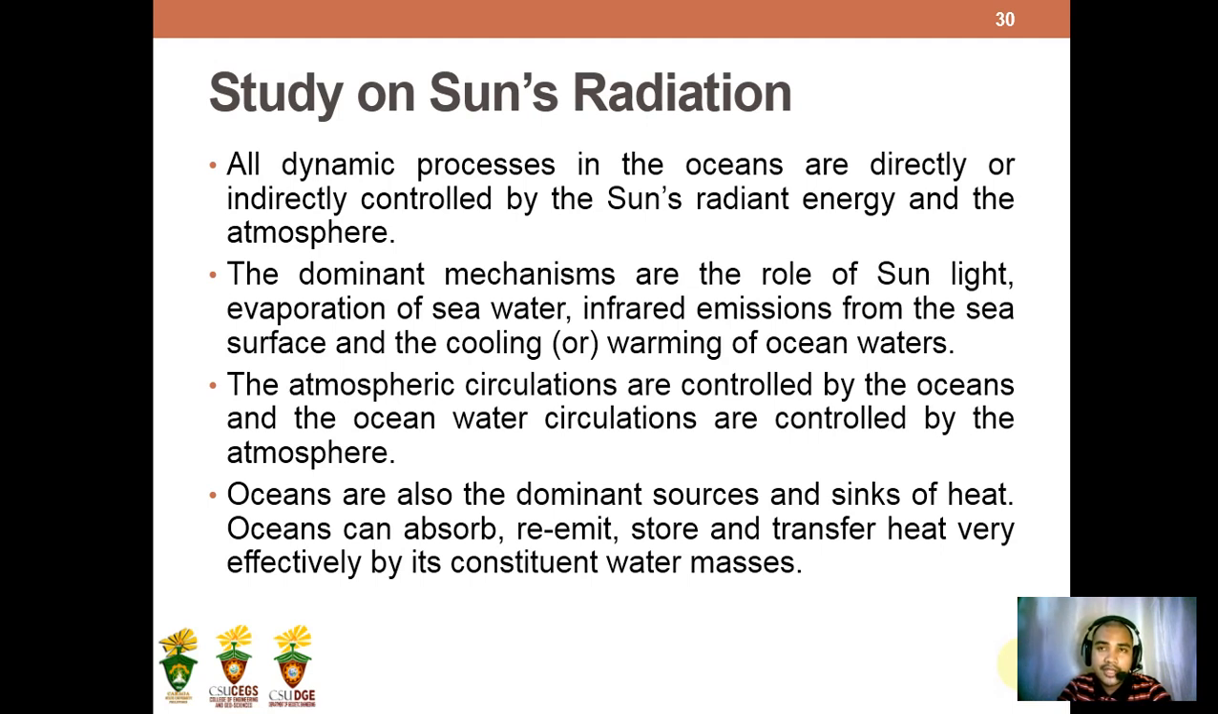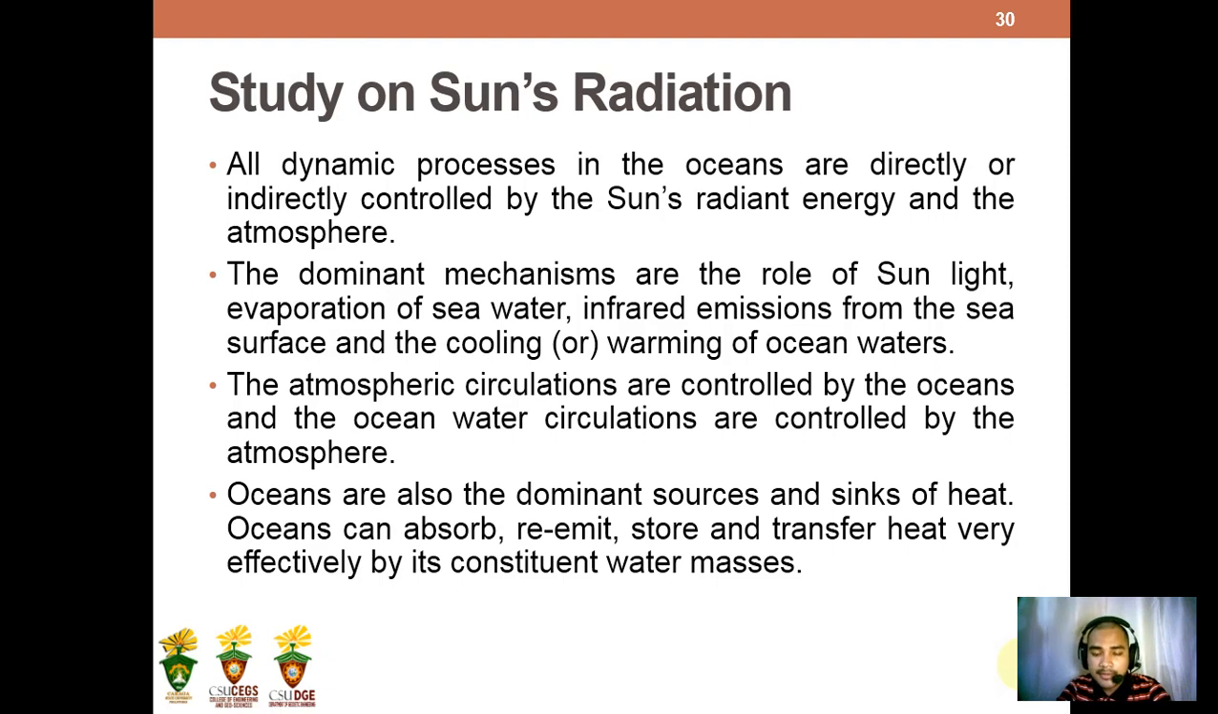So there are cycles, or changes of matter, which can lead to certain processes or cycles such as the water cycle, among others. And the dominant mechanisms of the role of sunlight are the evaporation of the seawater, infrared emissions from the sea surface, and the cooling or warming of ocean waters.